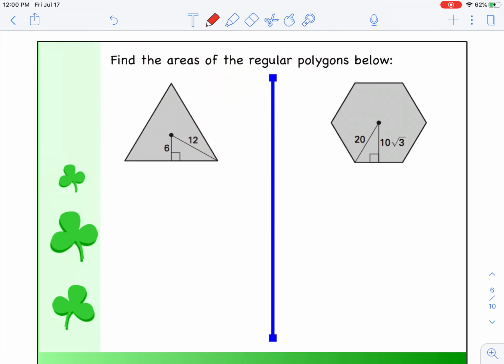We're going to move on to finding the areas now. So we're going to find the area of the regular polygons. This first one is probably pretty straightforward. We're going to find the area, which is 1/2, remember, the apothem times the perimeter. So let's start with filling in what I know.